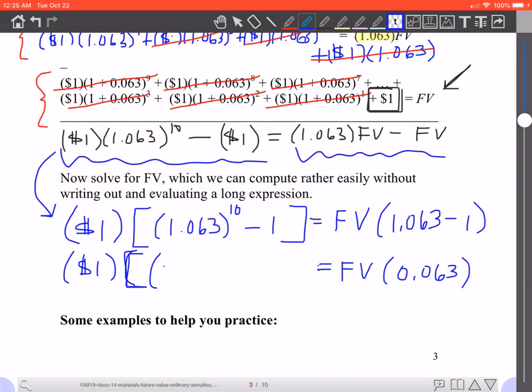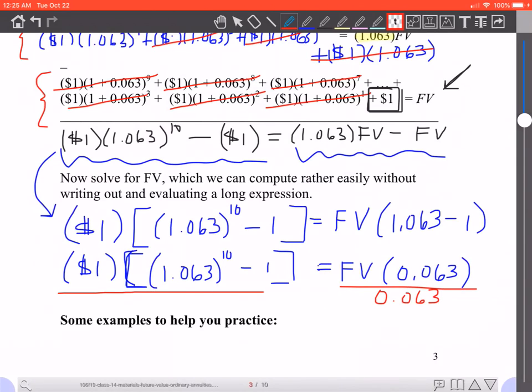1.063 to the 10th minus 1. Okay. And our last step to solve for the future values, we're going to divide both sides by 0.063, because we want to just solve for the future value. So doing so, we get that the future value is equal to the following.